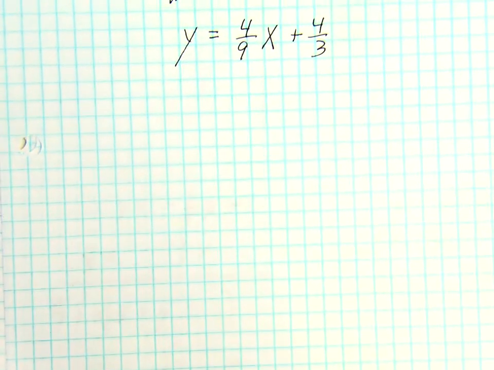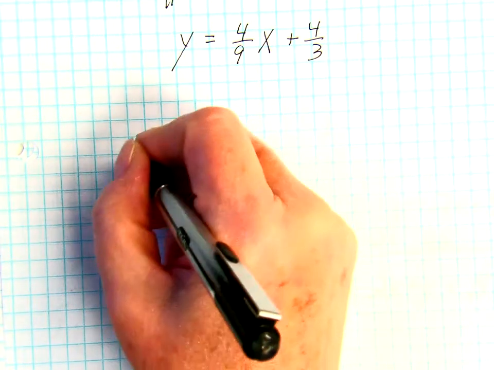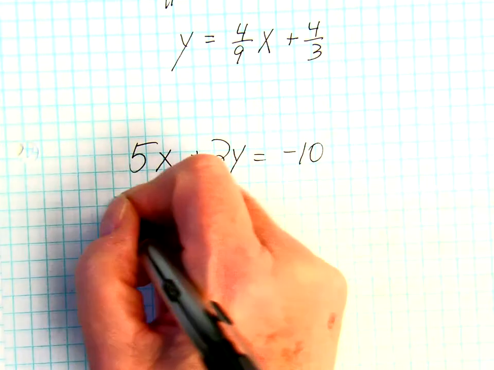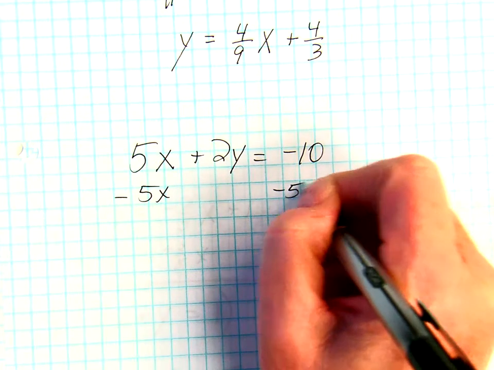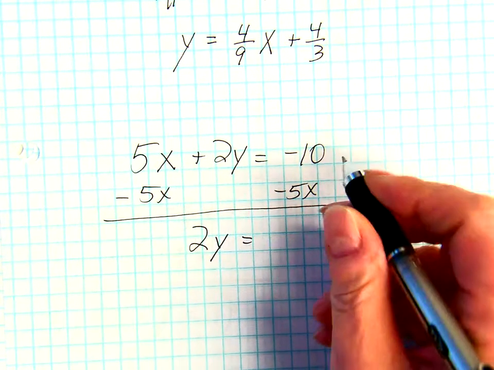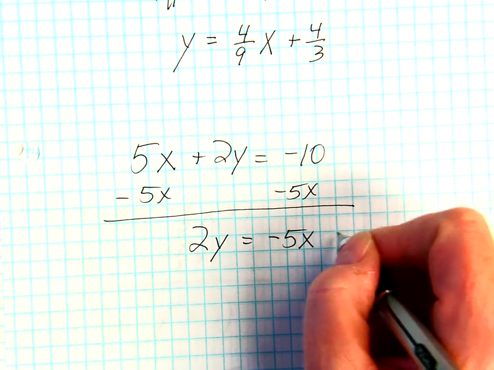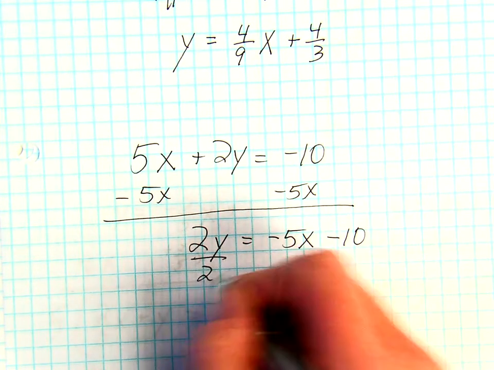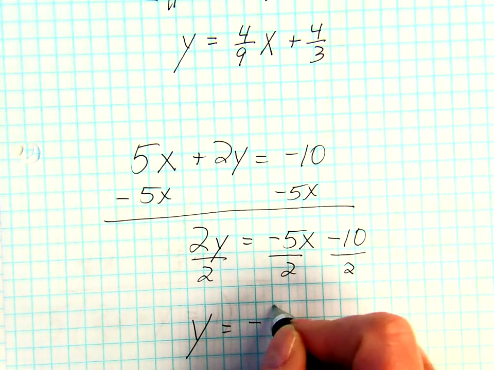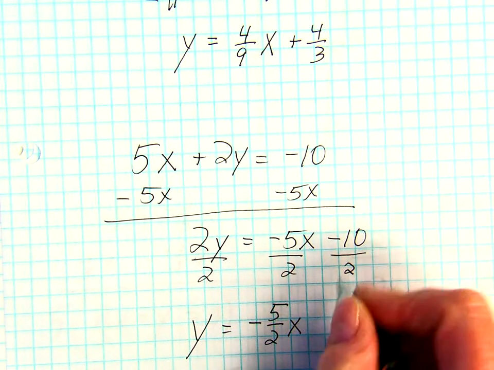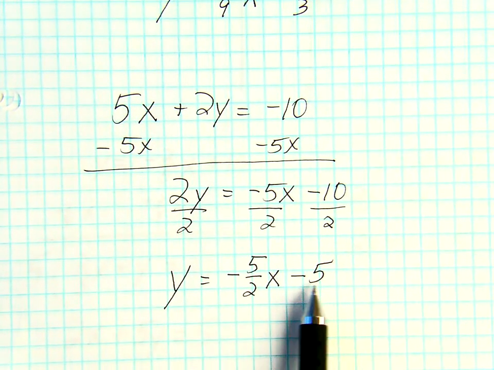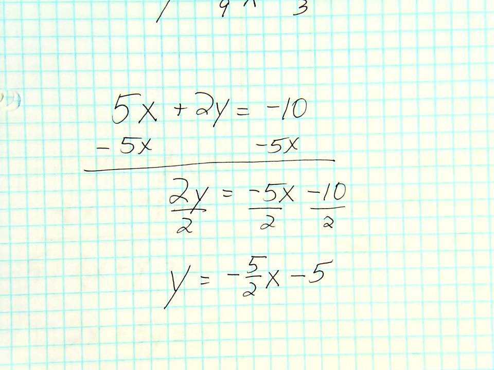Okay, doing one more: 5x plus 2y equals negative 10. Subtracting the 5x from both sides, leaving us with 2y equals negative 5x minus 10, and then dividing everything by 2, we end up with y equals negative 5 over 2 x minus 5. And hopefully you can recognize the fact that we did have minus 5 as a y-intercept before.